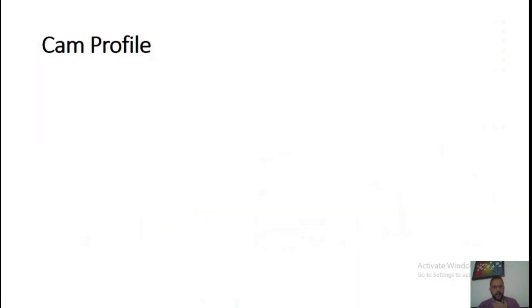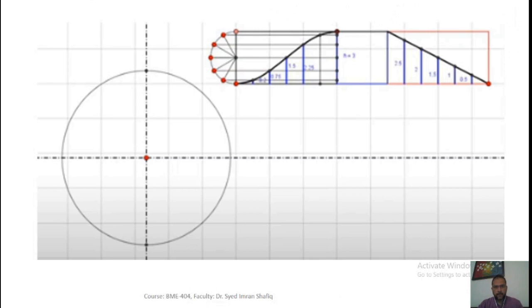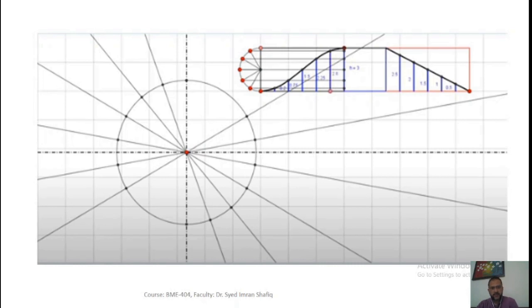Now we have to draw a cam profile. To draw a cam profile, we will make two center lines, and the point where they intersect is the center of our cam. We will draw first the least diameter of the cam, which is given as 5 centimeters. After that, as we have already discussed, it is given that the rise, the upward stroke, is 120 degrees. So we have marked 120 degrees here, and we have divided this 120 degrees into 6 equal parts.